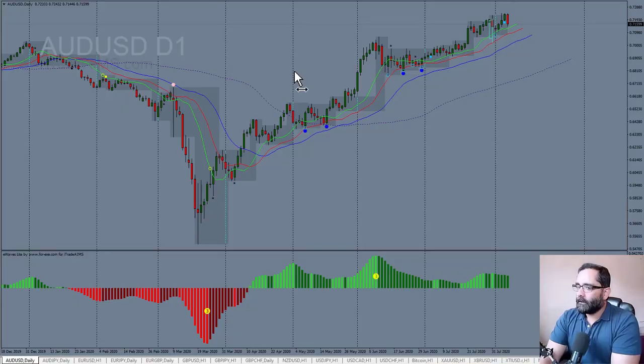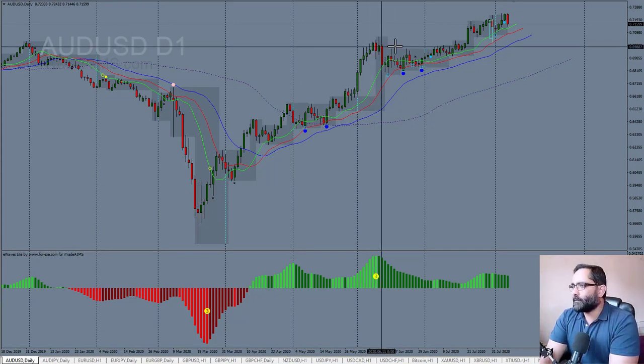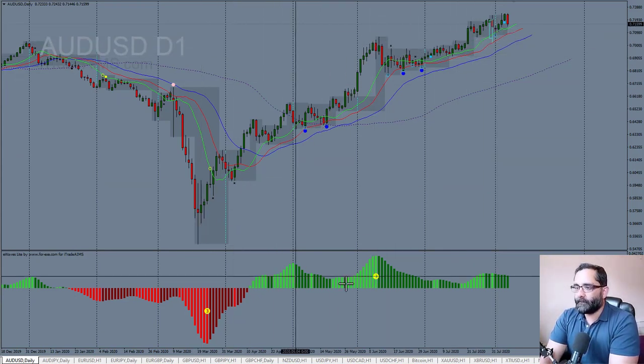Okay, so as usual, we start with the Australian dollar. The Australian dollar has completed some sort of a wave 5 within the wave 3. As you can see, a nice clean wave 3.